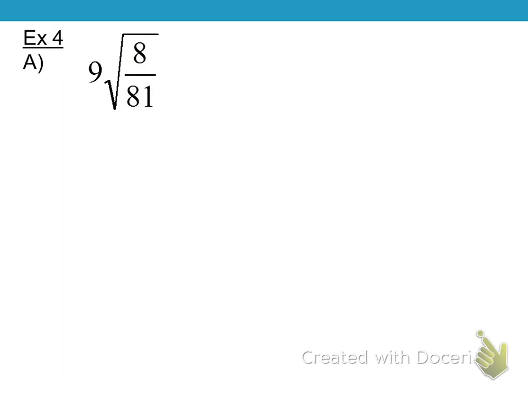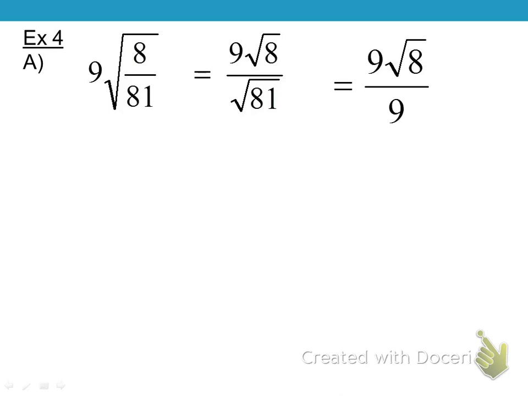Okay. What do you think we're going to do? You got this. Well, we're going to take the square root of 81 and 8. Yes. We are going to break up the radical. Square root of 8 on top, square root of 81 on the bottom. Which one are you the most excited about? 81. I'm excited about the square root of 81 because the square root of 81 is 9. And 9 over 9 equals 1. So now I just have square root 8.